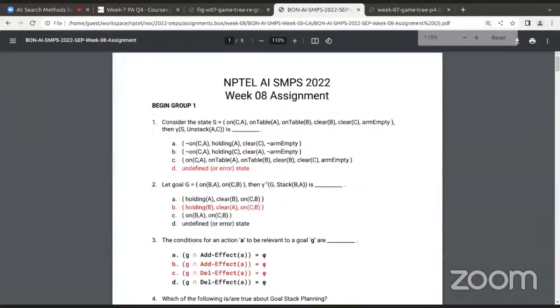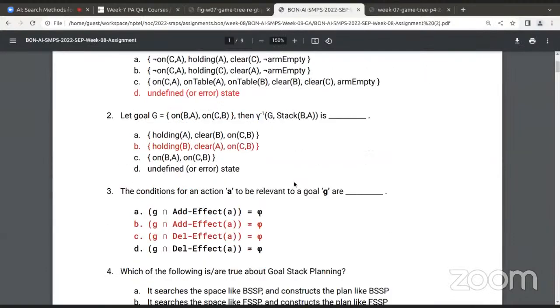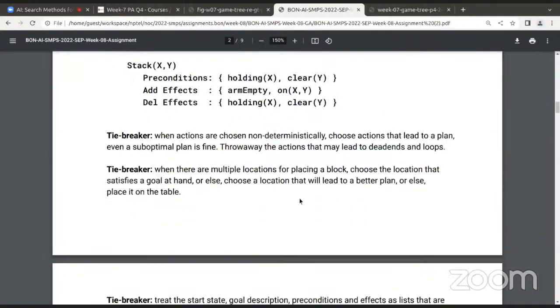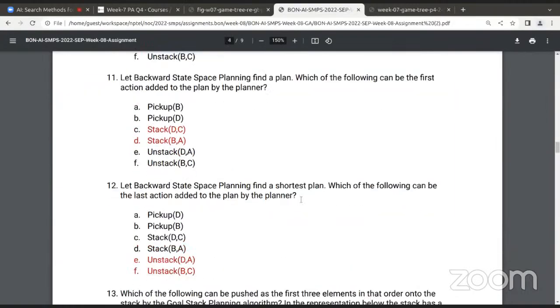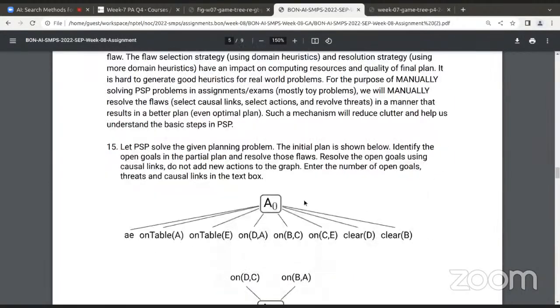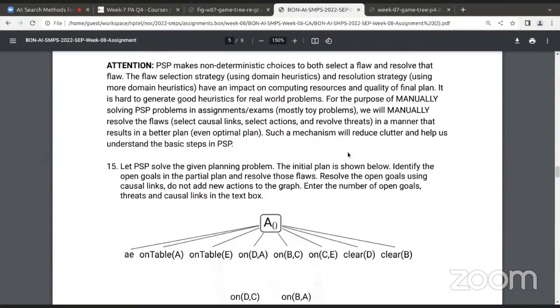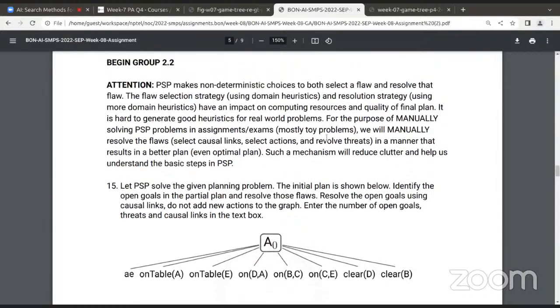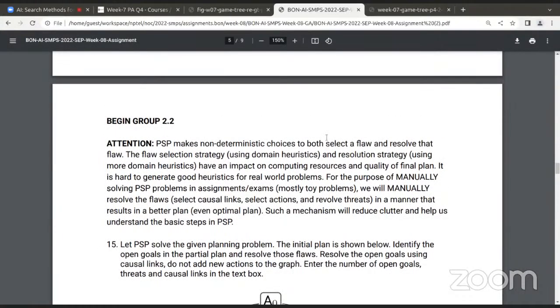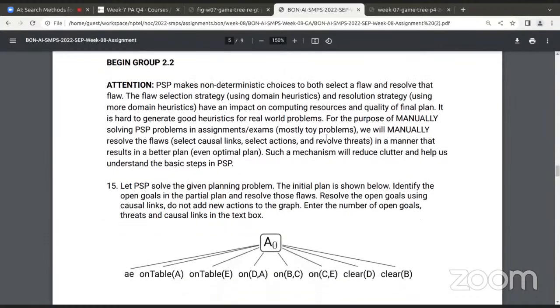Are you able to see the screen now? Yes. Okay, fantastic. Now you ask the question. Okay. See, partial order planning overcomes the problems that forward chaining, backward chaining, and goal stack have. Okay. So for goal stack planning, if the order of the goals is switched, then the length of the plan, the quality of the plan, will change.